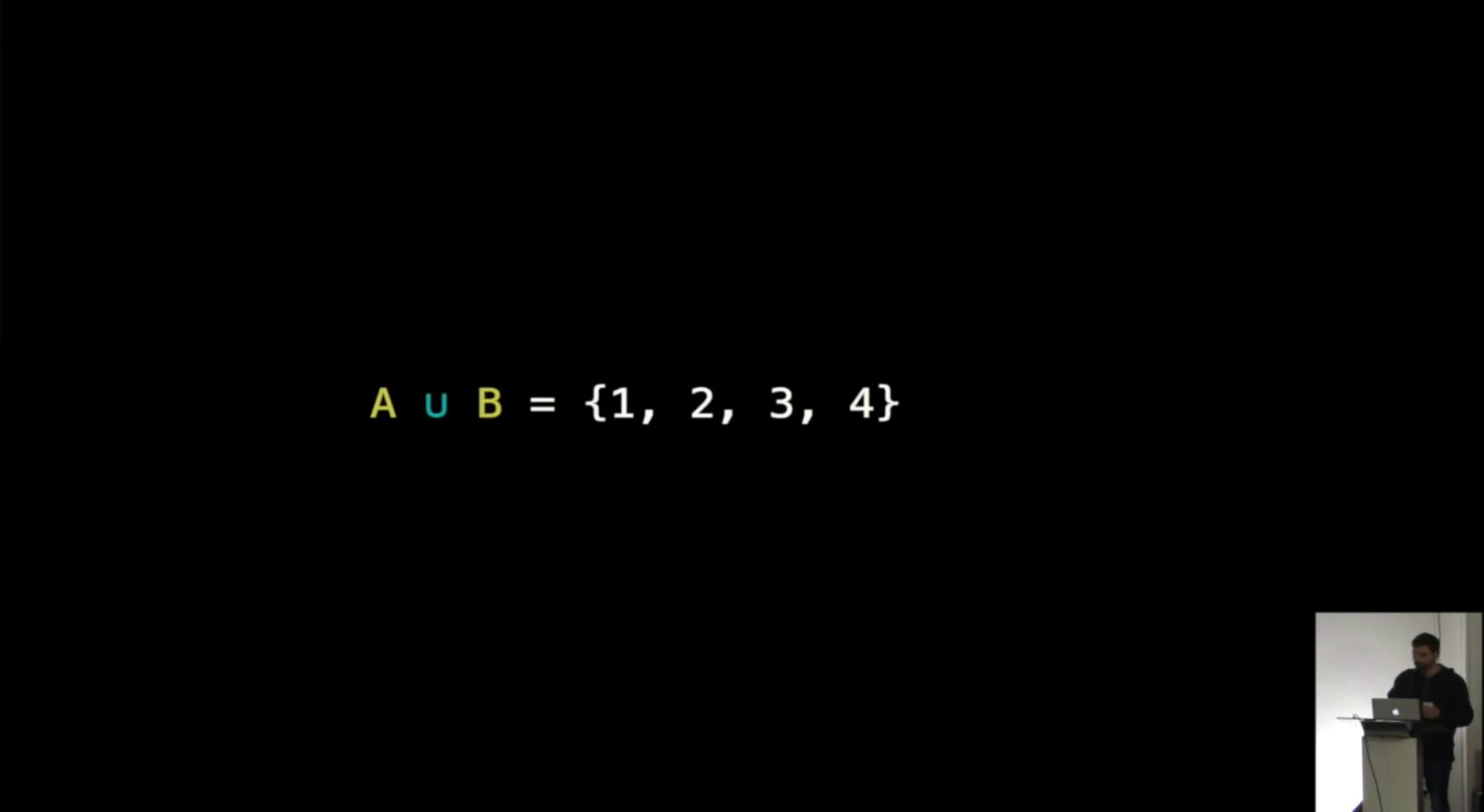We can do this kind of operations like the union of A and B, which is 1, 2, 3, 4, the intersection of B and C, the difference between A and C. So far, so good. But we can also do more complex things. We can first calculate the union of A and C, and then calculate the difference between that set and B. So what is the answer here?